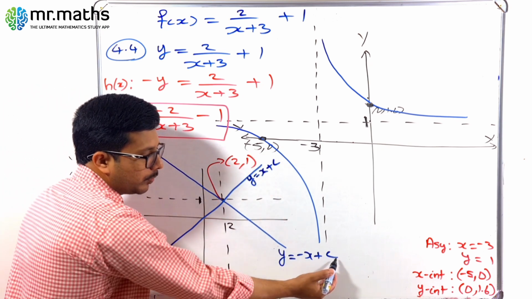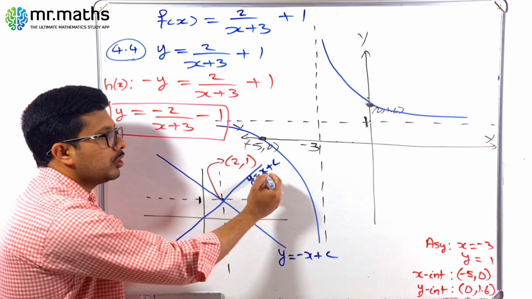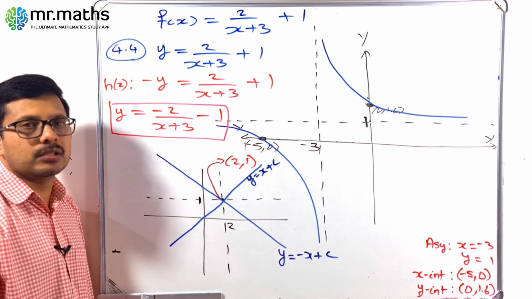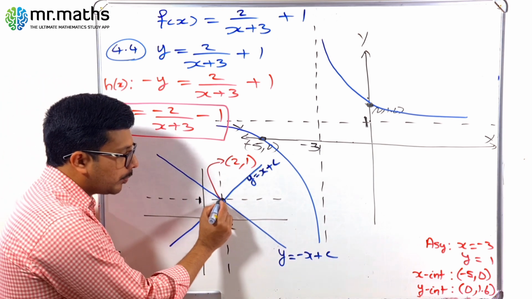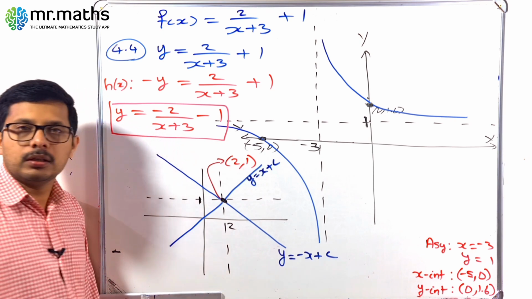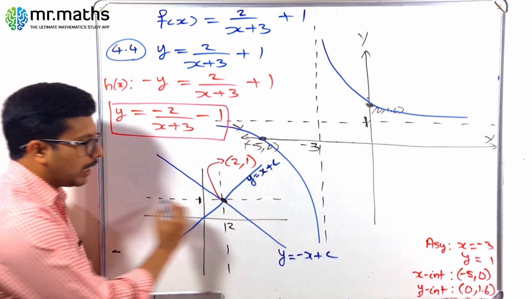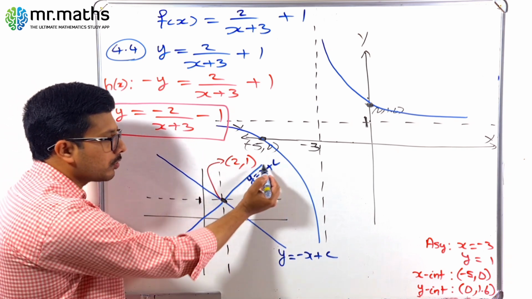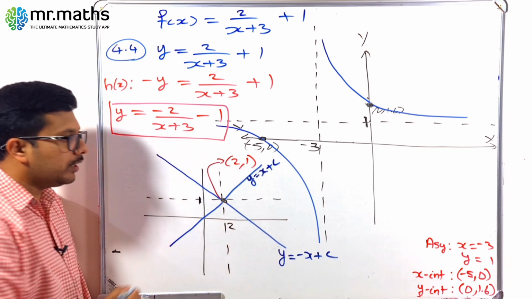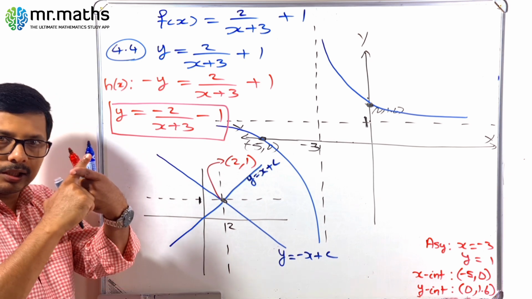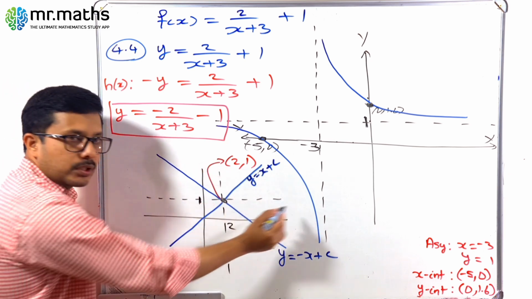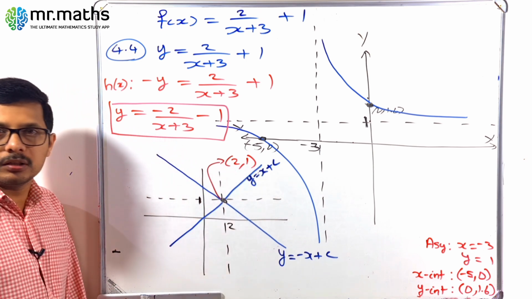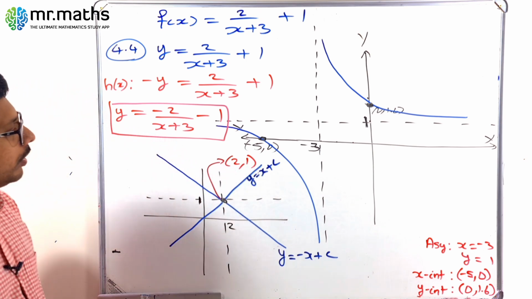This is minus x plus c, negative gradient. This is positive x plus c. And in this, both these axes of symmetry, you can see that it is passing through the intersecting point of the asymptotes. Am I right? This axis of symmetry and this axis of symmetry, it is passing through the intersecting point of the asymptotes. Am I right? Okay, that means at this point, what is the coordinate? 2, 1.